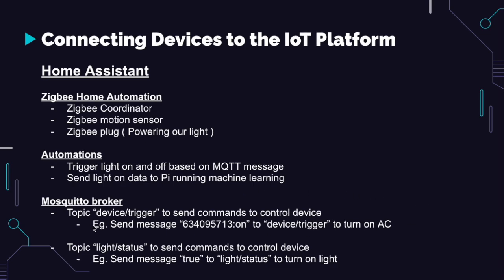So for example, we have the topic device/trigger. This is to send commands to control devices. This is an example of how the message will look. First, we have the node ID, followed by the command on or off. And same goes for the light. We have a topic called light/status, to which we send a message containing the word true or false to turn the light on and off.